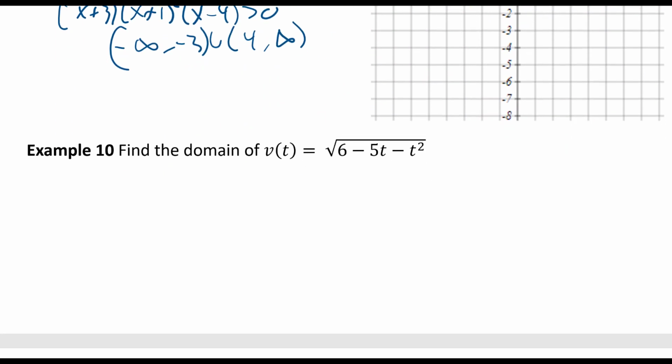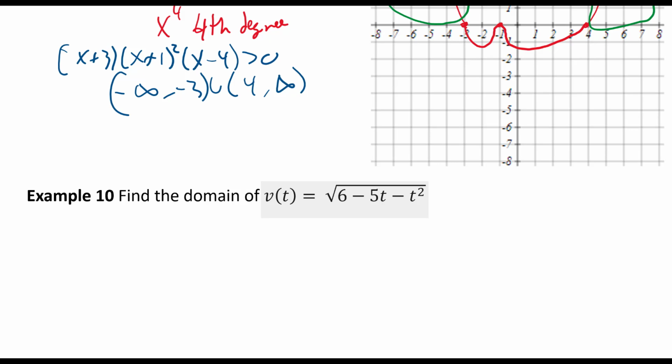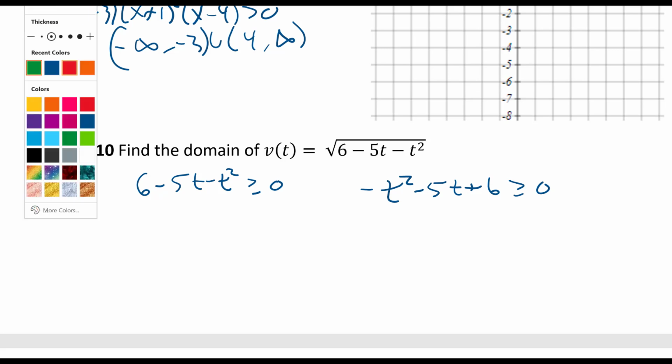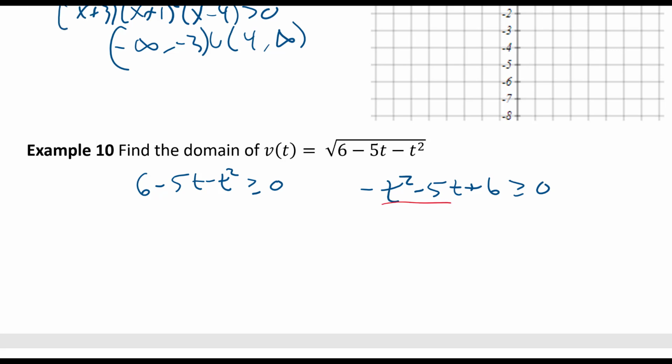Okay, now this next one says find the domain of this, and basically what we're asking is where is 6 minus 5t minus t squared greater than or equal to 0? For me, it's easier to write this as negative t squared minus 5t plus 6 greater than or equal to 0. And it's even easier for me, it doesn't mean for you, if I were to divide everything by negative 1, of course, it's going to make this sign change.